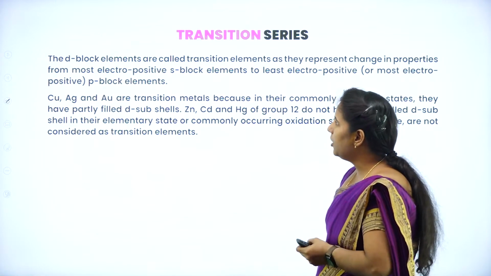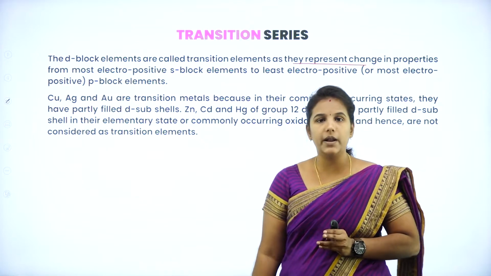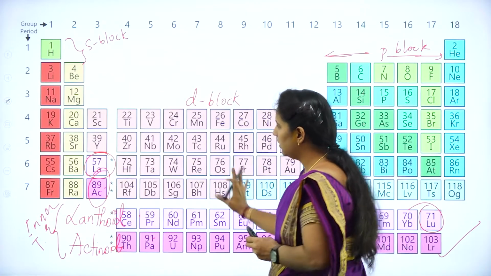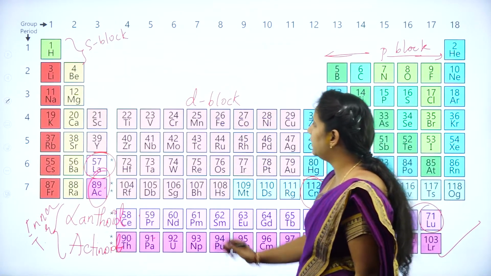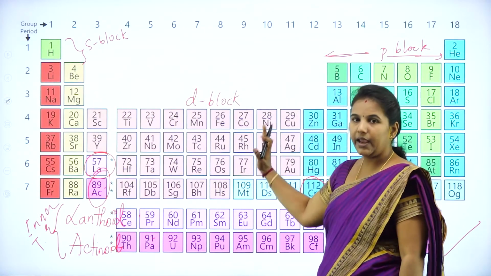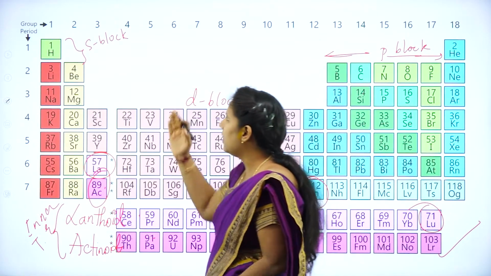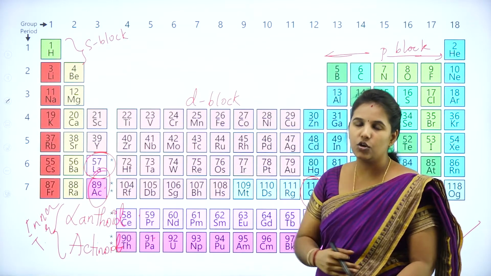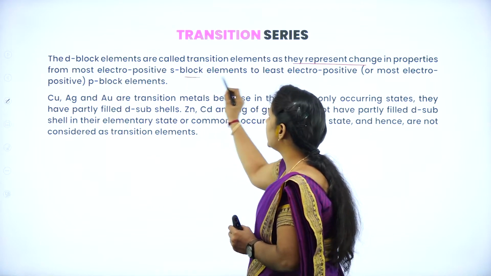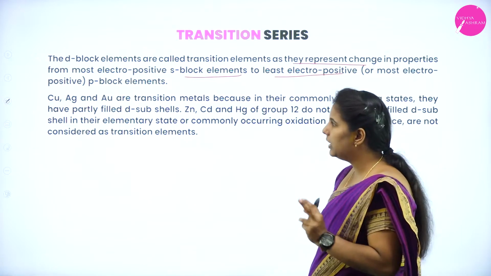Next, the D block elements are also known as transition elements because they change their properties between the S and P block. When we are dealing with the D block element, you can clearly see that the D block is present between the S and P. Is it right? Hence it is known as what? Transition element. It shows its characters between the S and P, between the electropositive S block elements and the least electropositive P block elements.